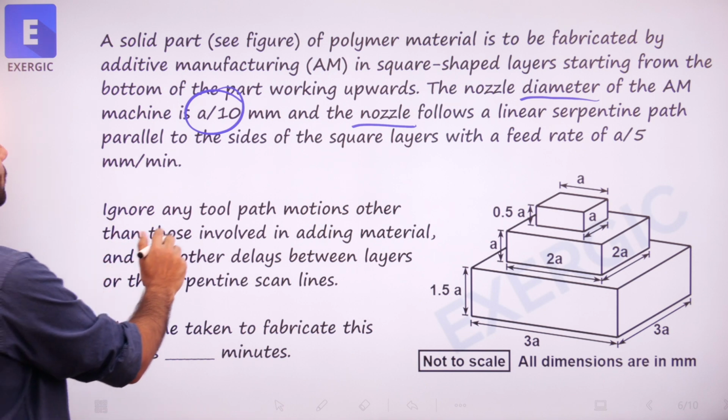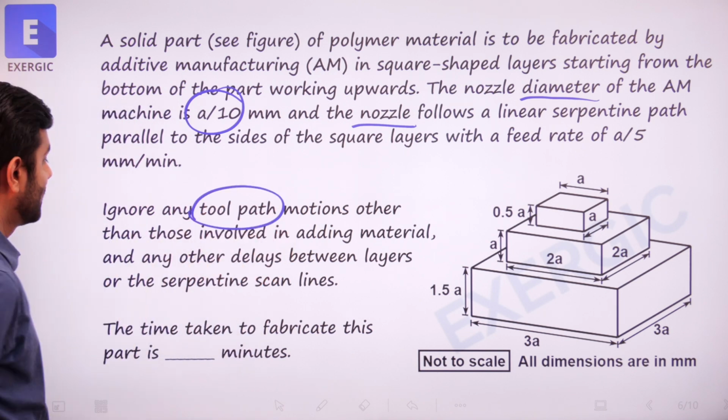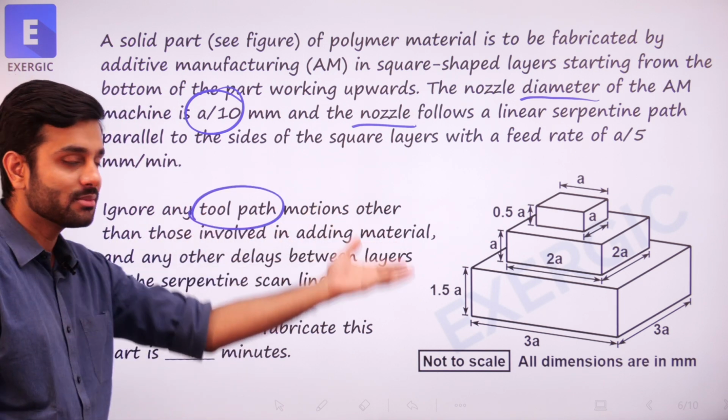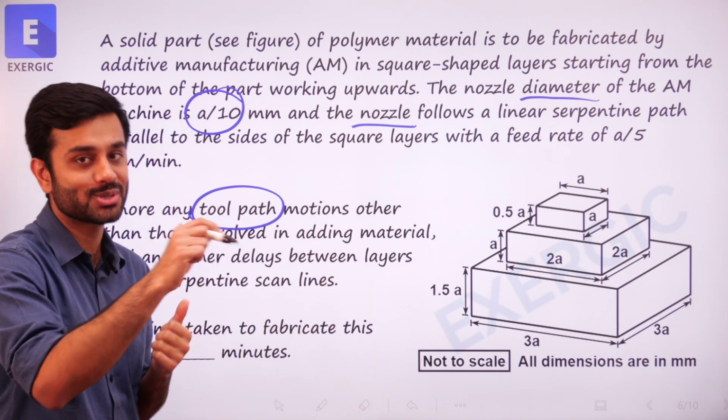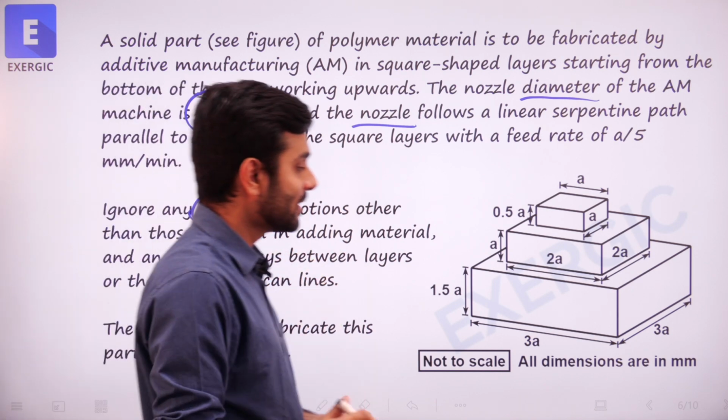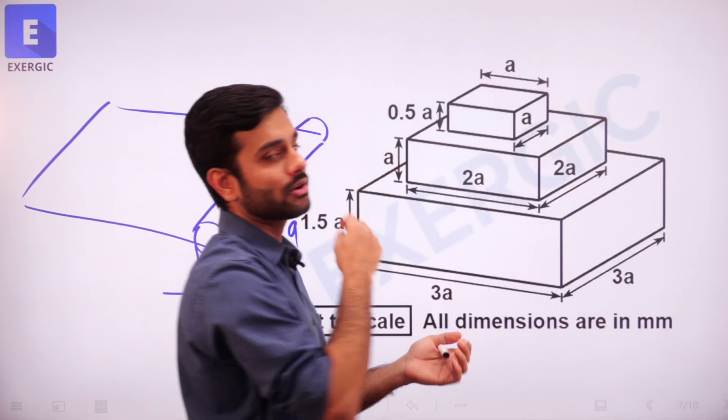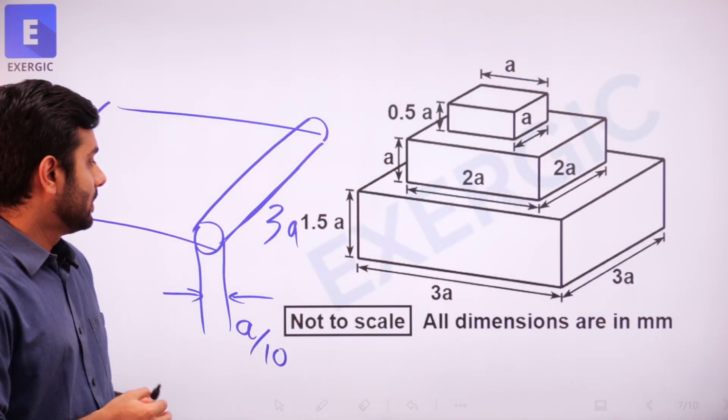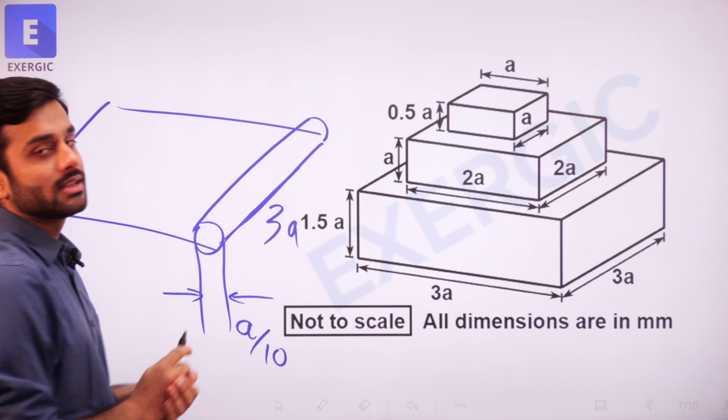Ignore any tool path motion, other than those involved in adding material, right? So it's actually nozzle motion, but they have written tool path here. So basically the motion is similar to how the tool moves, right? So how much time would it take for such a cylinder?